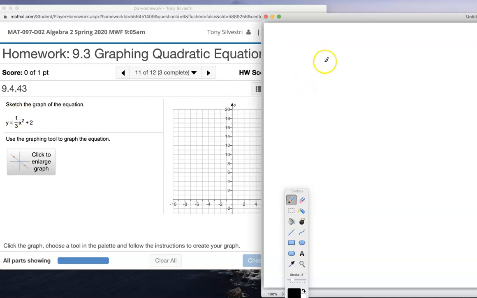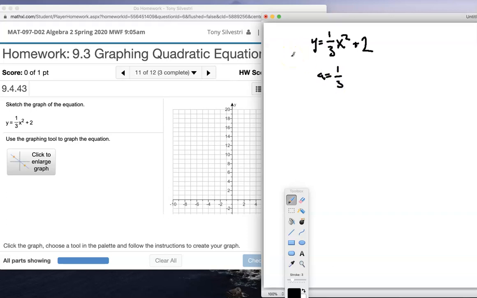But where does it go? Well, here's what you do. y equals 1/3 x squared plus 2. What's my a? Well, you guessed it. A is 1/3.